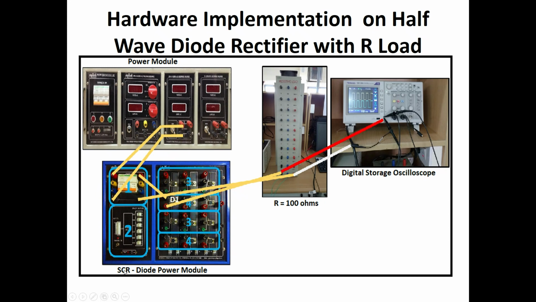The second one is the SCR diode power module. In that we have to choose the diode. And the third one is the resistor load. Between red and black, the resistance value is 100, so the resistance value R equals 100 ohms. Now we want to see the waveforms, the output voltage, using a digital storage oscilloscope.